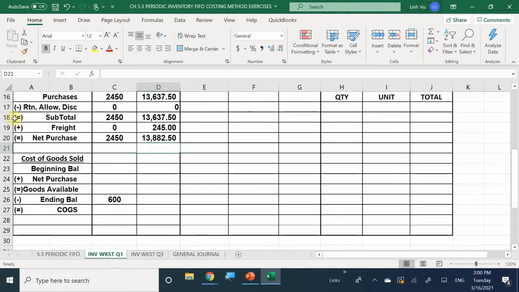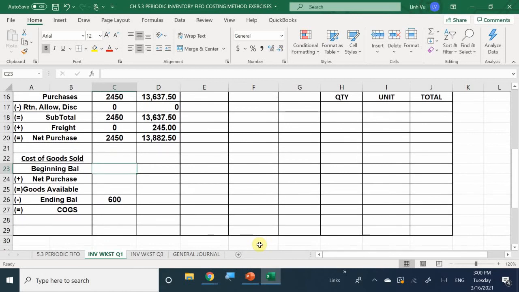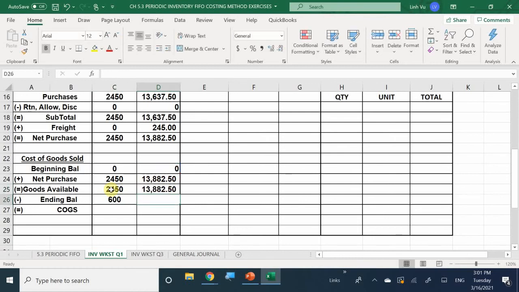So now I'm going to go ahead and solve for my bottom section here, which is the other half. So here, the cost of goods sold. Let's start with our beginning balance. Did we have any beginning inventory? No, in this case, we're starting from scratch, so we have nothing there. Then, what about our net purchases? We solved it from right above, so we're going to copy this information from right above. And then we're going to solve once again how much your goods available is, which is your beginning plus your net purchases to get your total goods available. In this context, it's going to stay the same because we didn't have any beginning inventory.